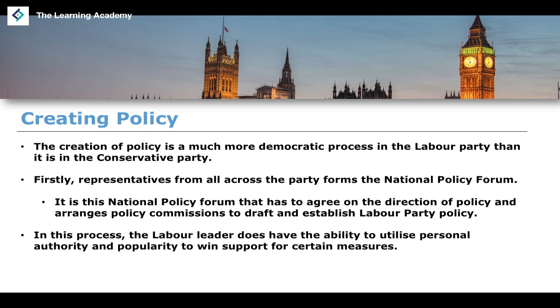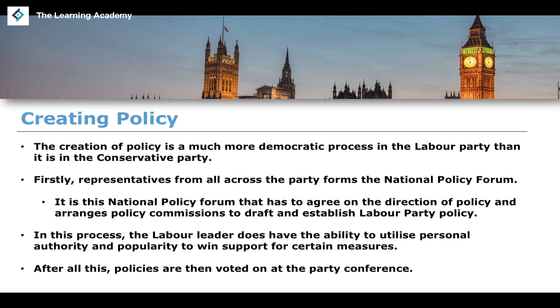And in this process, the Labour leader, while not having the same kind of power in creating policy as the Conservative leader, still has the ability to utilise personal authority and popularity to win support for certain measures. Don't forget, the Labour leader who may have just been elected, has broad support from obviously the PLP, the NEC, and also from trade union affiliates as well. So we know that the Labour leader can utilise personal authority and popularity to win support and to have quite a heavy influence on the policy direction. But at least from a formal process, it is one that is done by the National Policy Forum.